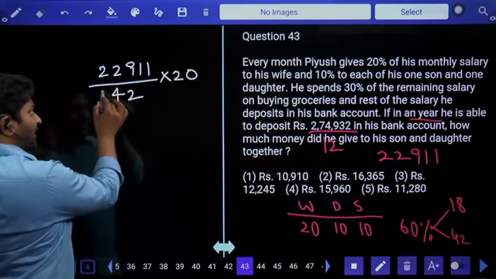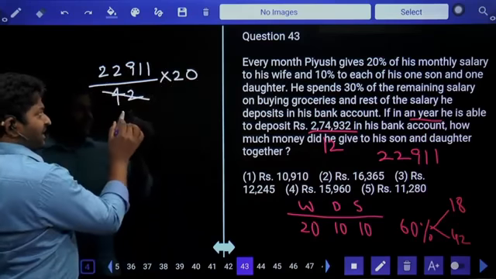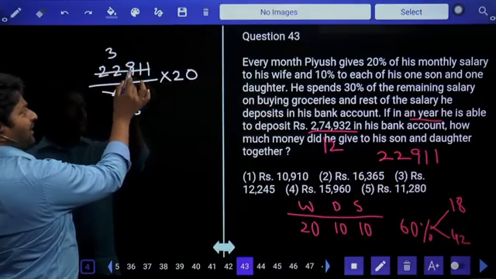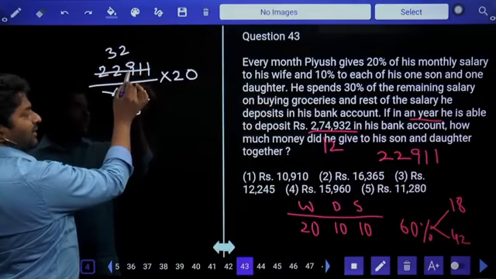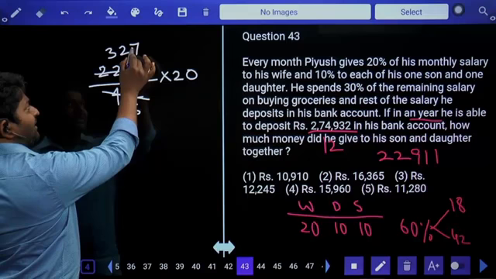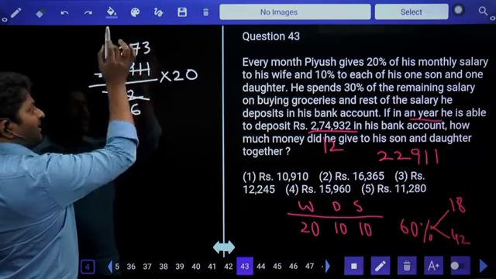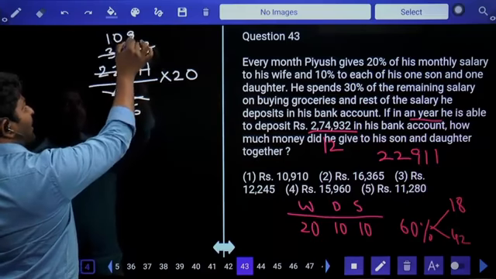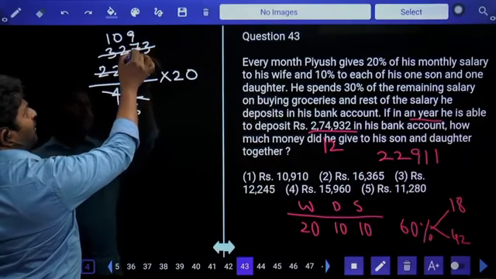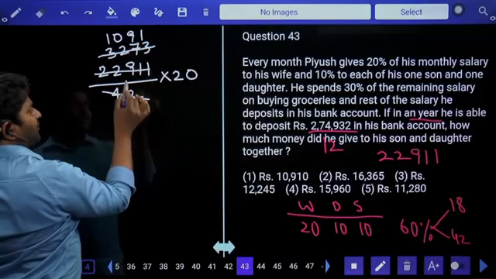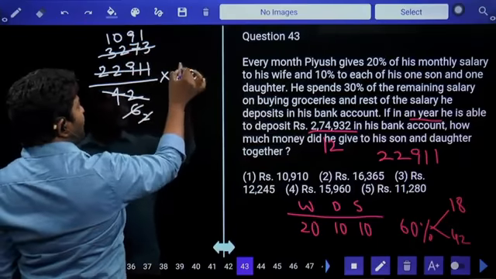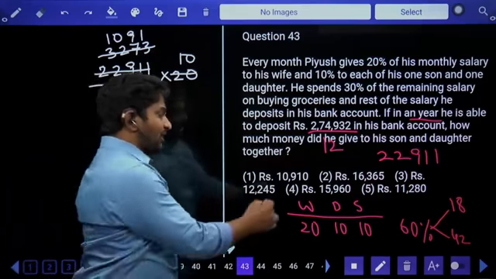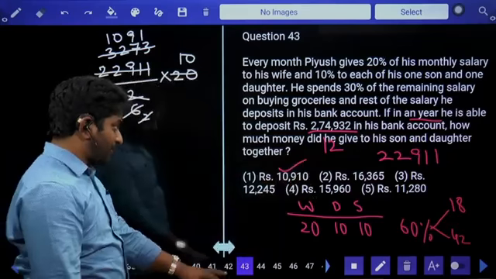Now cancellation with 7, 6 times here. 7 3s are 21, 19 we have, 17 2s are 14, 51 we have, 7 7s are 49, and again 3 times. Again cancellation with the 3, 109 and then 109 1. 3 2 times here, 2 10 times. 1091 10 times is equal to 10,910, which is our first option.